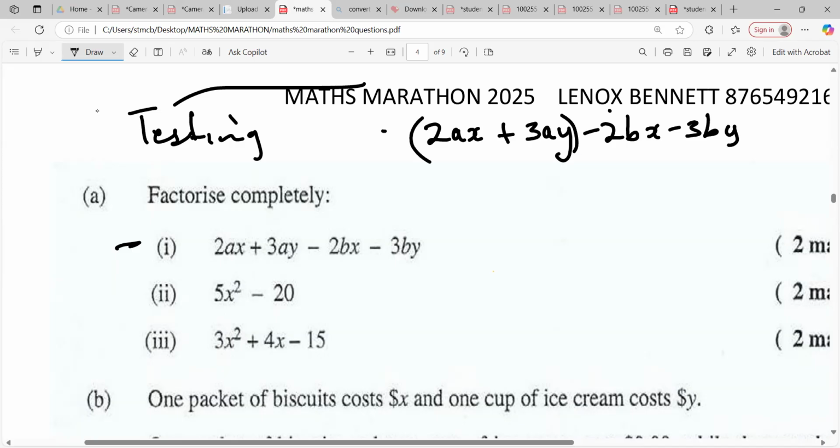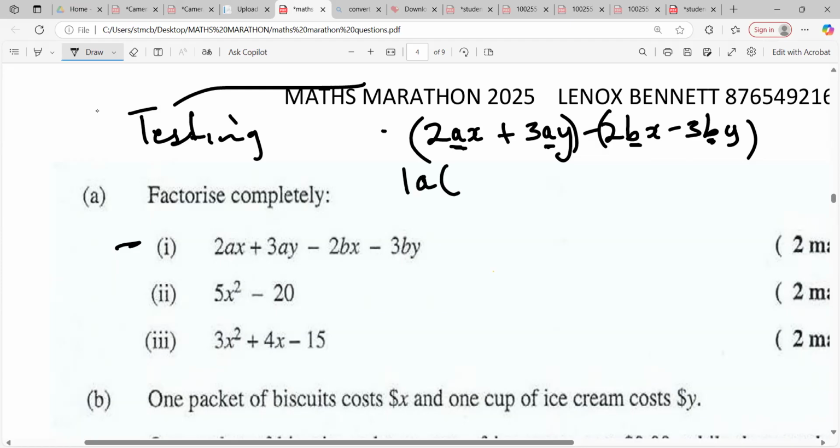So you put them in pairs. First, you check if anything is common. I noticed that a is common, so that's why I just bracket it off. You could probably rearrange it the other way, but yeah, a with this, a with this, b with this, b with this. So you take out the highest common factor. You think and say, what's the highest number that can go into 2 and 3? That is 1. So you take out your 1. A is common, so you take out a as well.